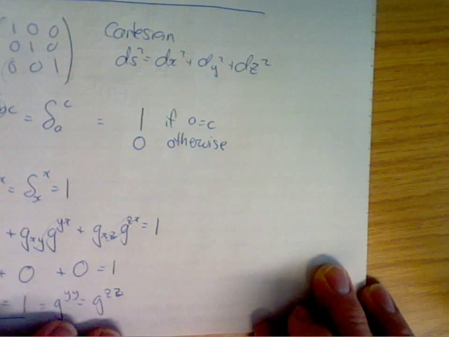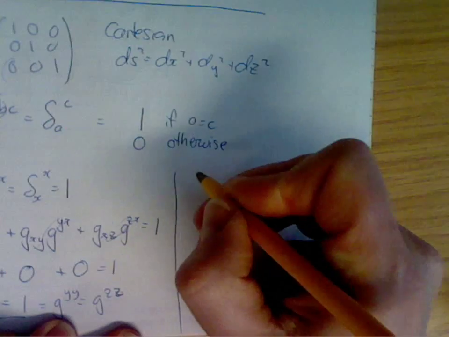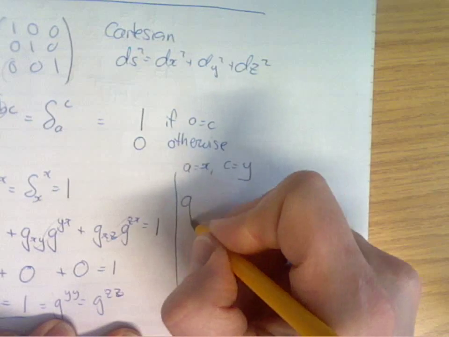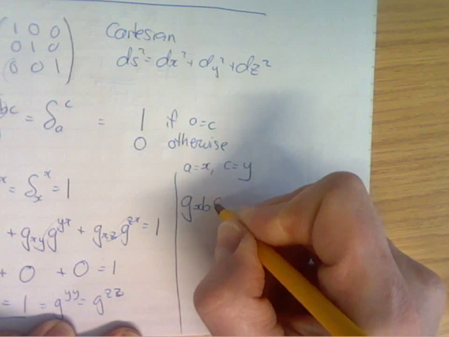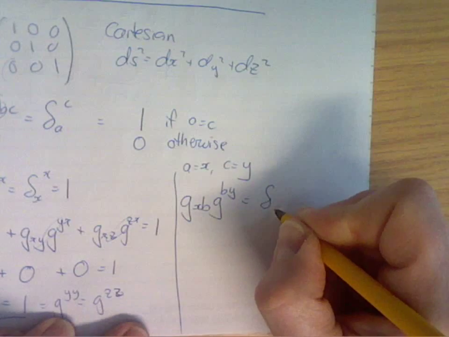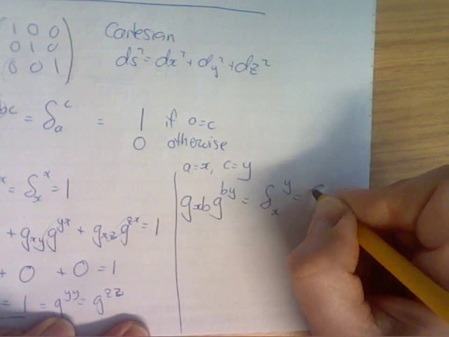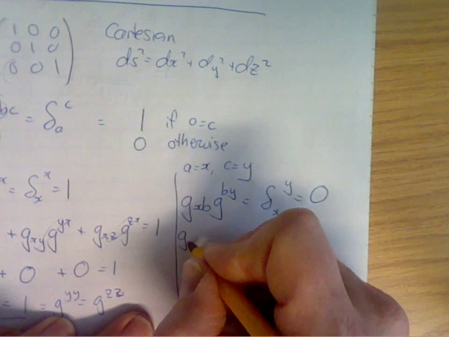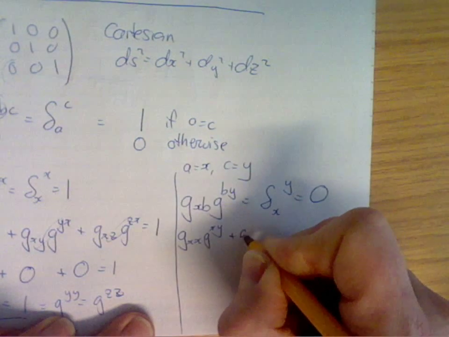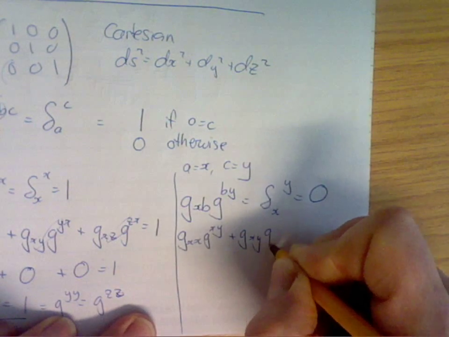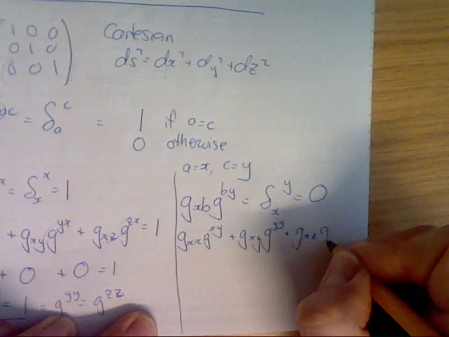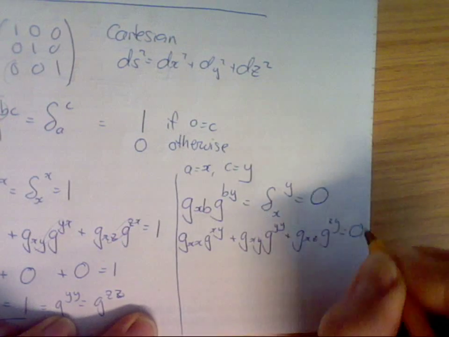If I just shuffle over here, let me just try out doing an off-diagonal term just to show you. If A is equal to X and C is equal to Y, we're going to have g_XB g^BY, it's got to equal the delta of XY, it's got to equal 0. Write out these terms: g_XX g^XY plus g_XY g^YY plus g_XZ g^ZY is equal to 0.